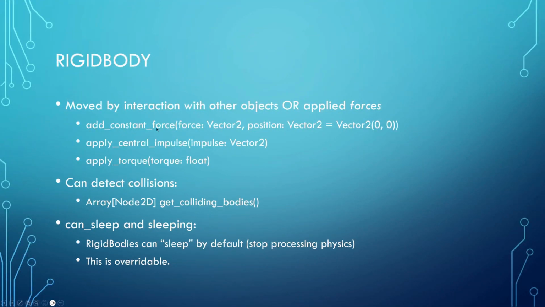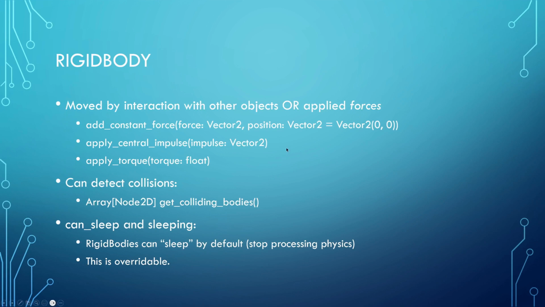Now a constant force, this is a force that's applied over time. So think about hitting the accelerator in a car. The car isn't going to instantly jump to 60 miles per hour. It's going to take some time to get from 0 to 60 miles an hour, and that's because there's a constant force being applied to the car.